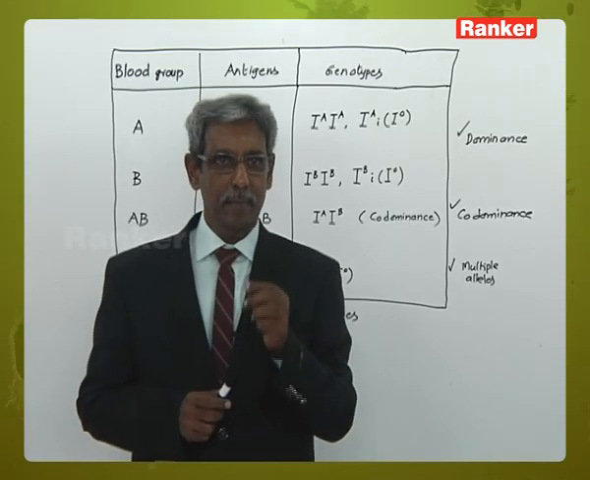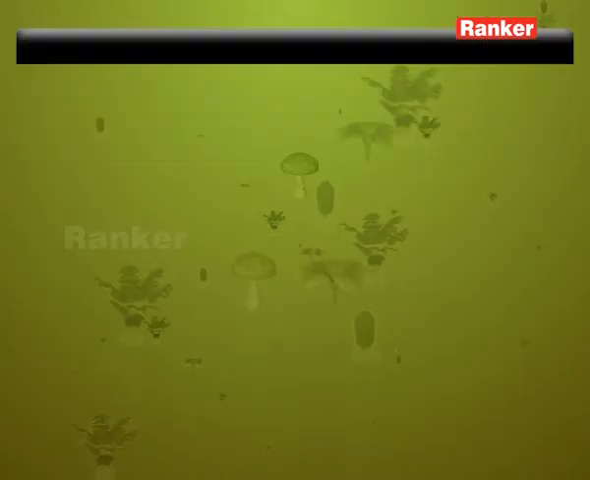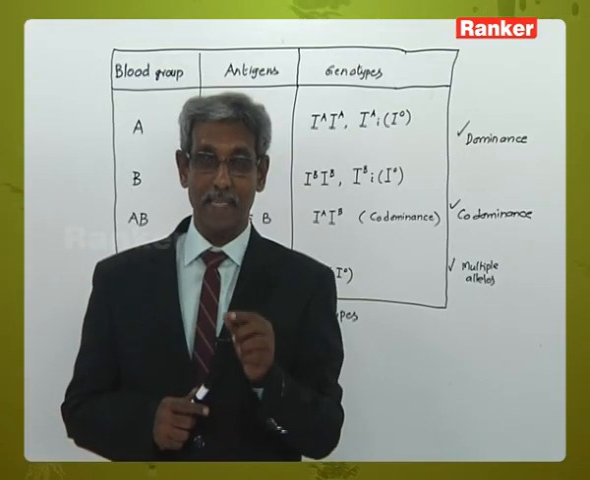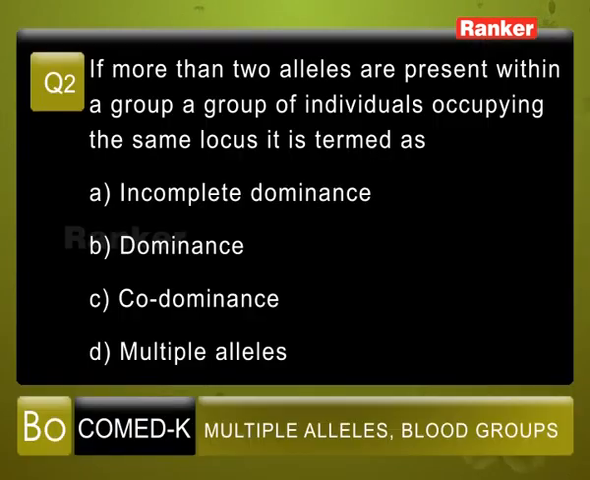What exactly is the meaning of multiple alleles? Multiple alleles means more than two alleles, like more than two people standing at a particular position. If more than two alleles are present within a group of individuals occupying the same locus, it is termed multiple alleles.